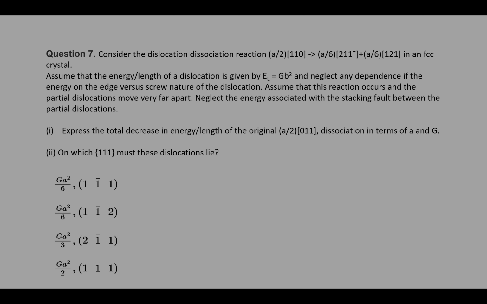Assume that this reaction occurs and the partial dislocations move very far apart. Neglect the energy associated with the stacking fault between the partial dislocations. Express the total decrease in energy by length of the original a by 2 <011> dislocation in terms of a and G. And the second question: on which {111} plane must these dislocations lie? Okay, so they are asking two things.